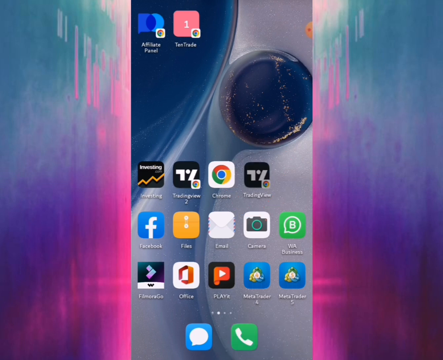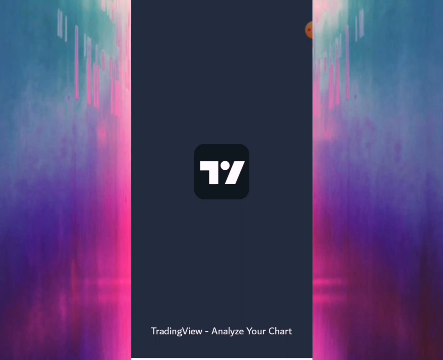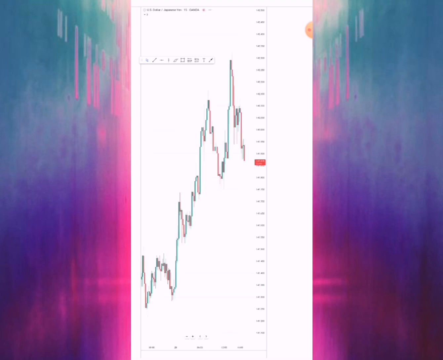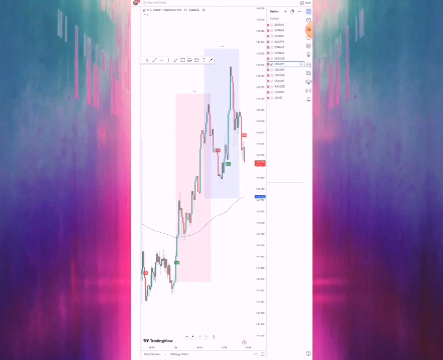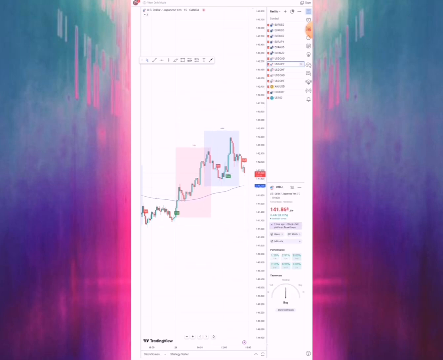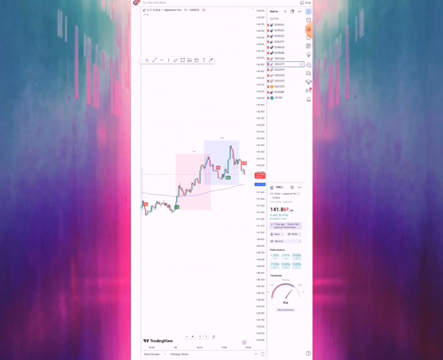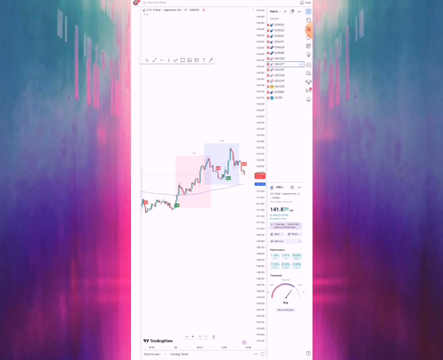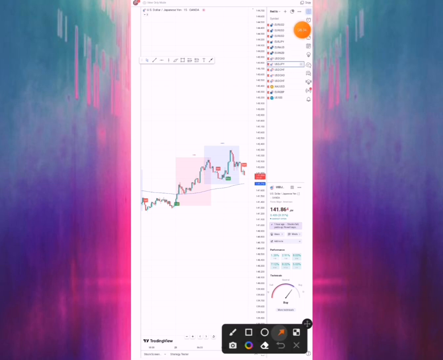For me, let me just show you. I can just come here and open my TradingView. This is on my mobile phone, guys. You don't need to have a computer for you to have this. And right on my phone, I can tell that USD JPY is now in the New York session. We have just come out of the London session. Now we are on the New York session.